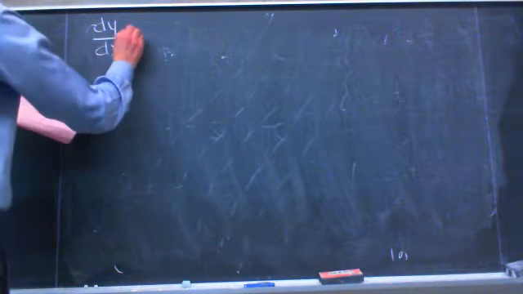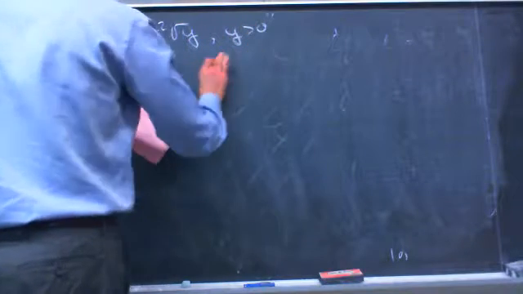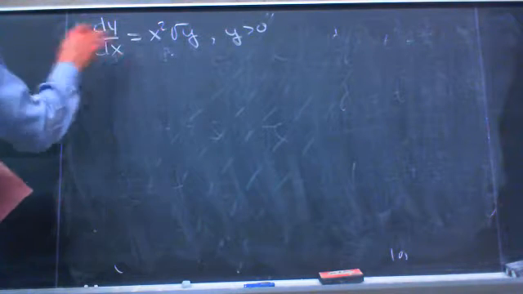Okay, so this is part 2 of the indefinite integral. So, for example, suppose we are given that dy/dx equals x squared times the square root of y, where y is greater than 0. And we want to find a function, a general solution, whose derivative is this.